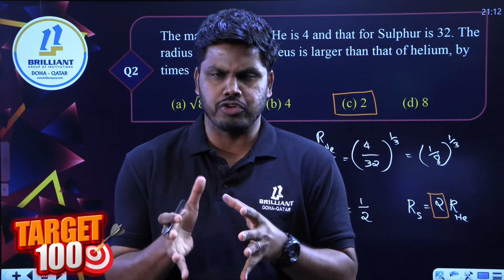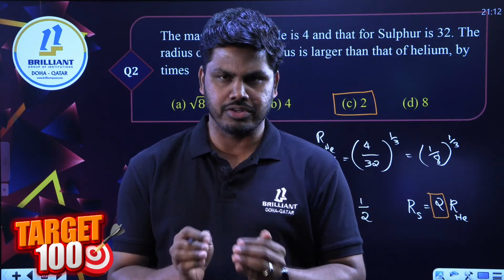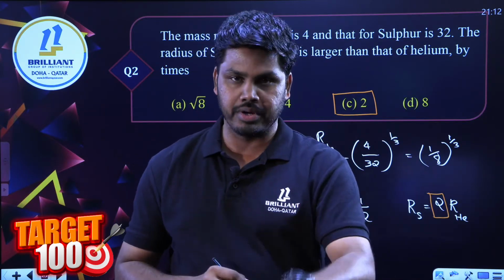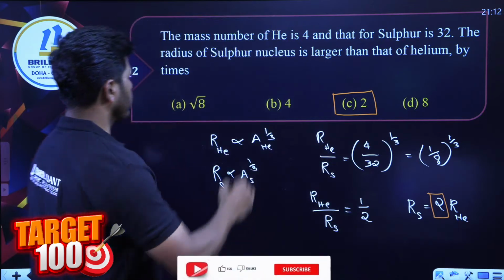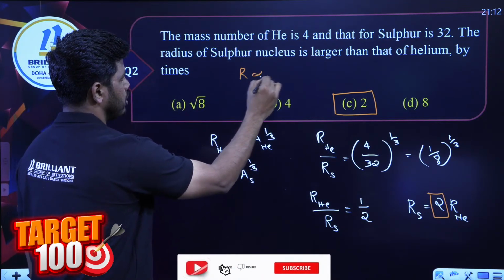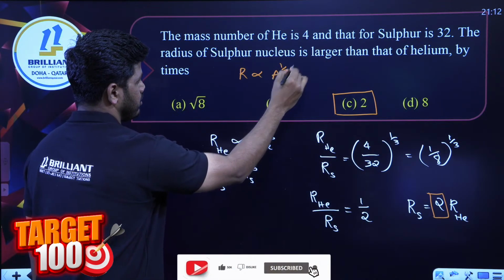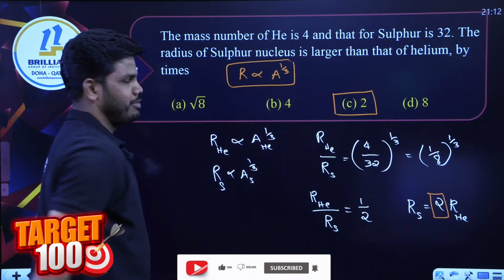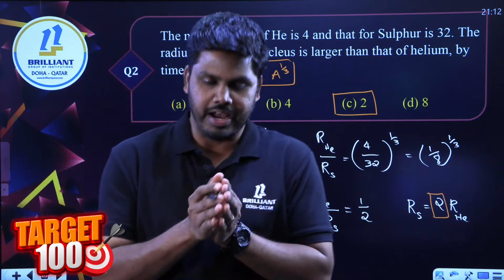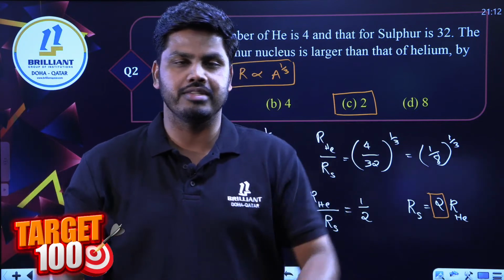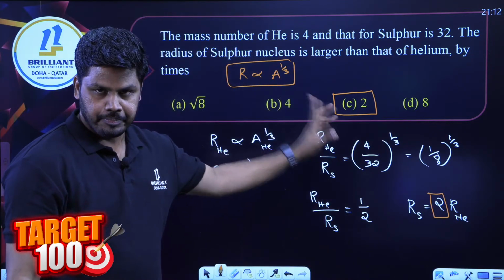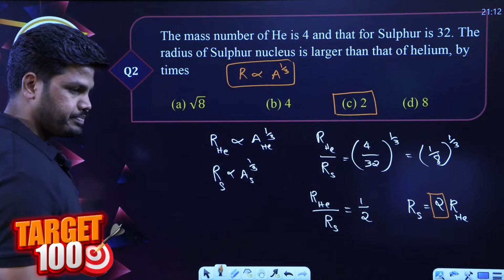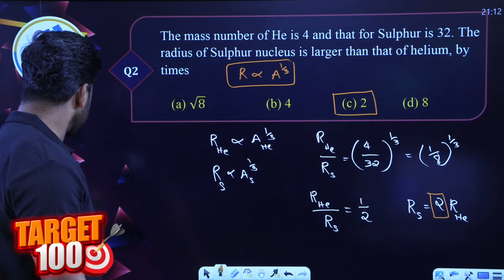Whenever you are asked to find radius ratio, there will be a mass number relation given in the question. So just go for R directly proportional to A raised to 1 by 3. Nuclear profiling, I told you, we are going to make the profile of the nucleus. We understood how big the nucleus is from this relation. Then moving on to the next one, question number 3.